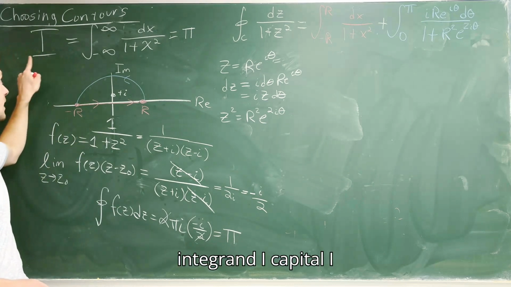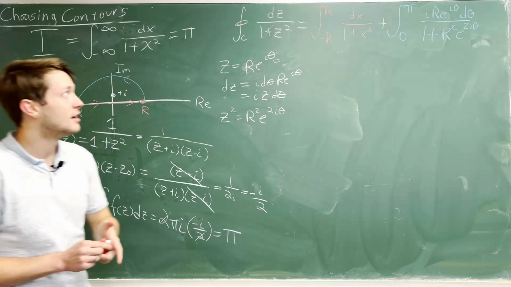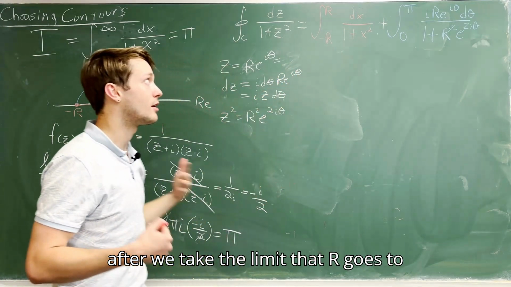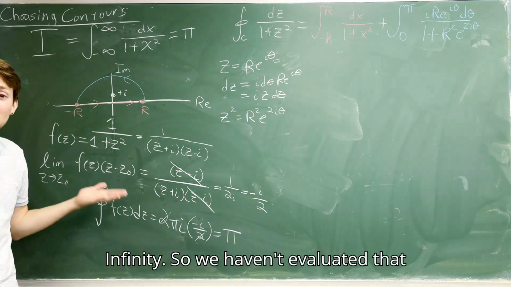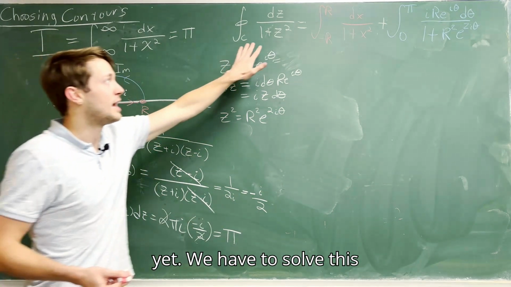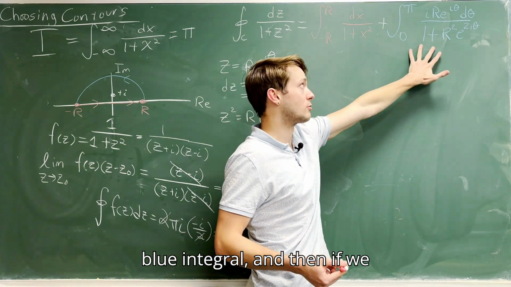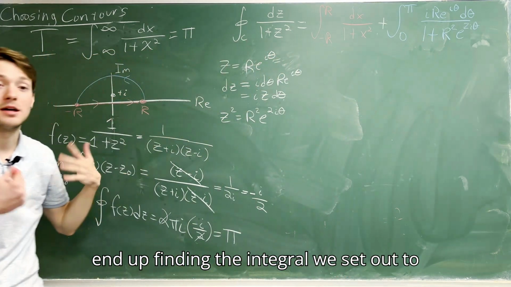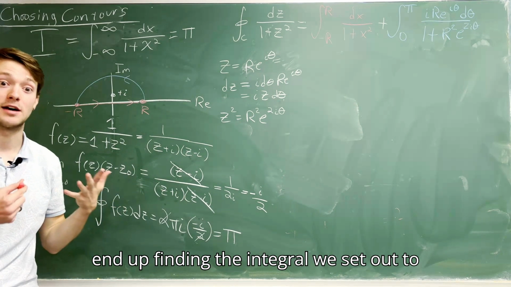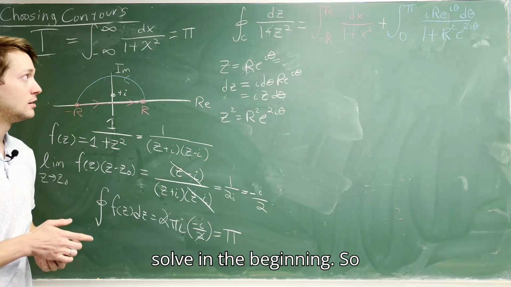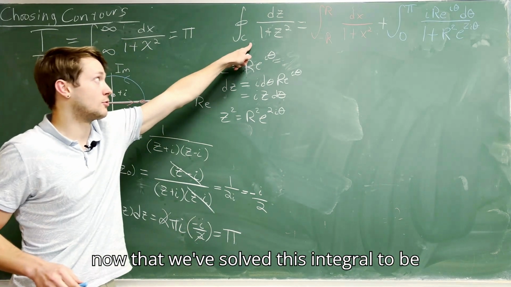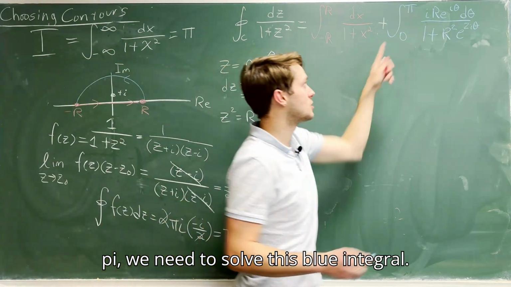This integral, capital I, is equal to this integral in red here, after we take the limit that r goes to infinity. So we haven't evaluated that yet. We have to solve this blue integral, and then if we subtract that from our result here, we'll end up finding the integral we set out to solve in the beginning. So, now that we've solved this integral to be pi, we need to solve this blue integral.